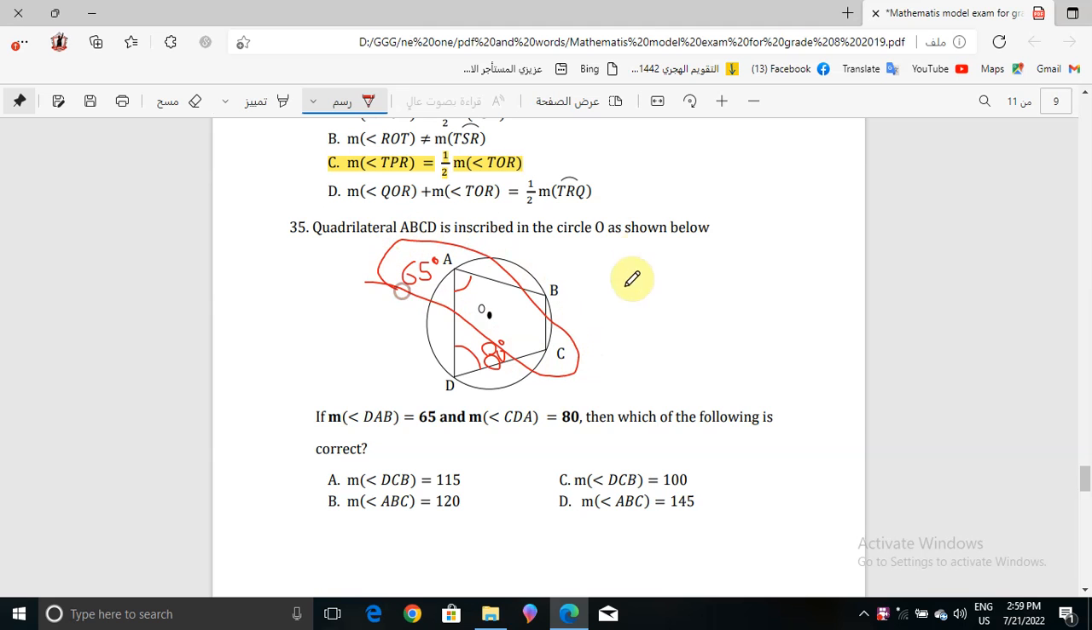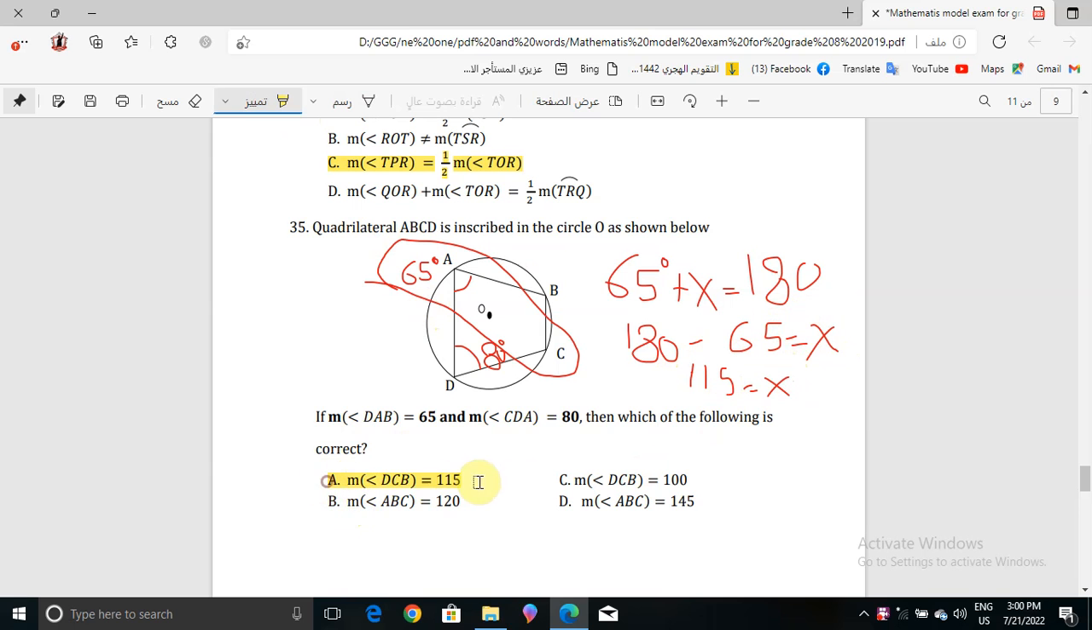So here's the formula we will use. 65 degrees plus X is equal to 180, right? Then what we'll do here: 180 minus 65 is equal to X. So the answer is the difference between them, which is 115, equal to X. That means choice A is the correct one for question number 35.